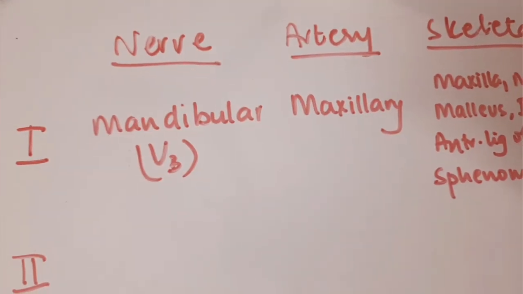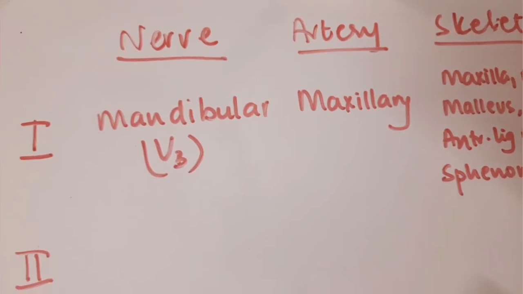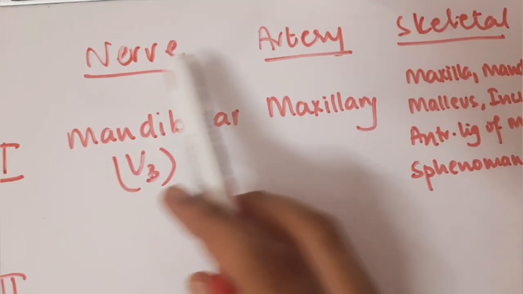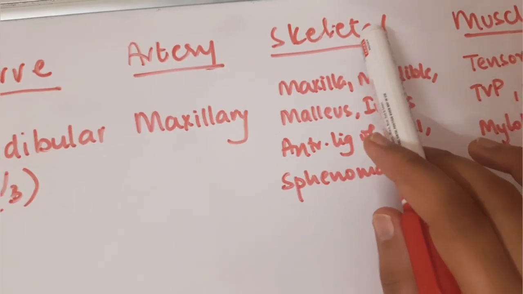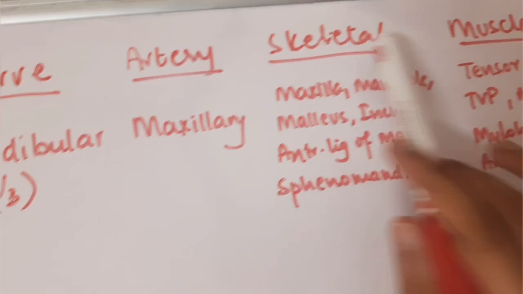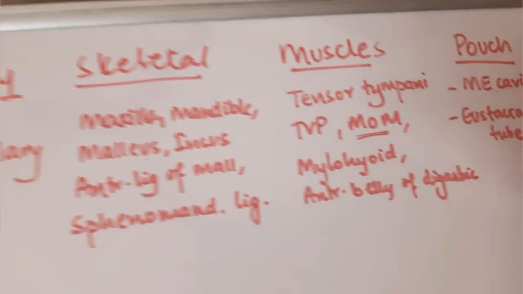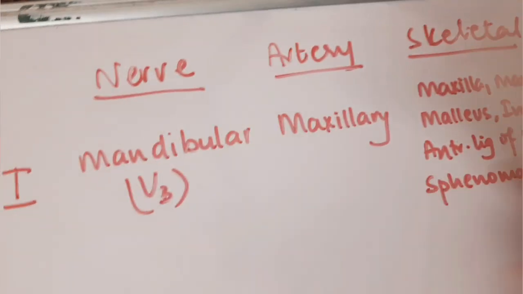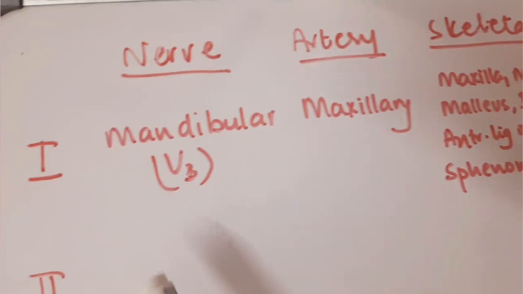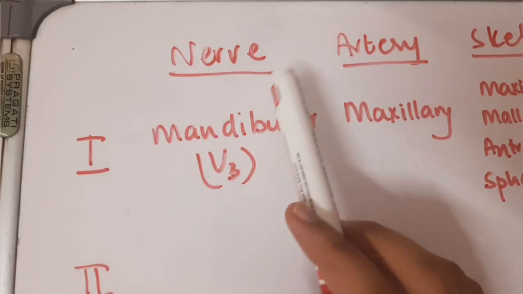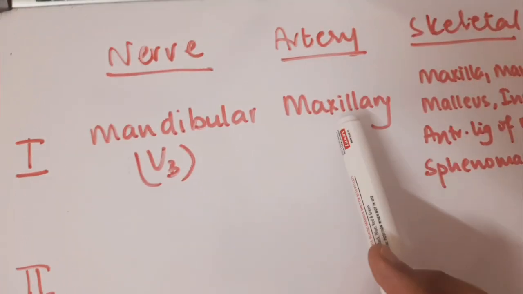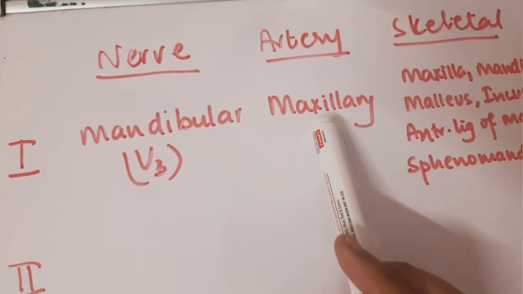Now let us look at the structures derived from each of these arches. As we discussed, each arch has a nerve, artery, a skeletal element which could be either a bone or a cartilage, muscles, pouch and a membrane. So we will look at each arch under these headings. In the first arch, the nerve that is involved is the mandibular nerve. The artery is the maxillary artery.